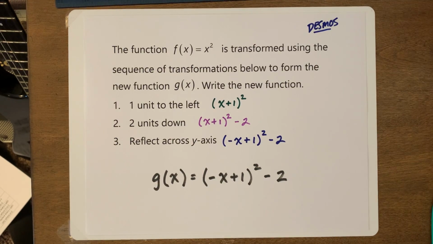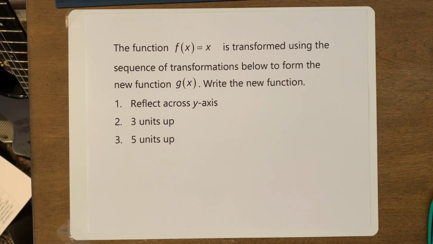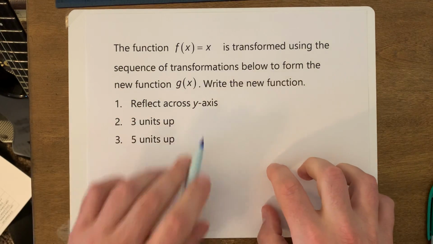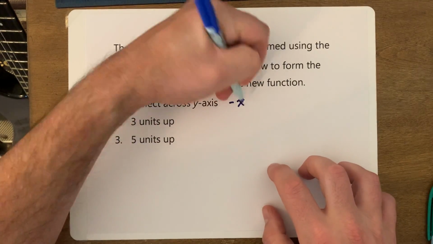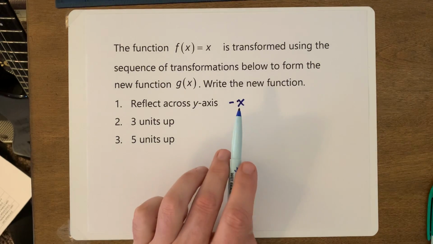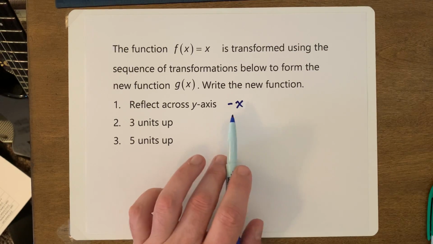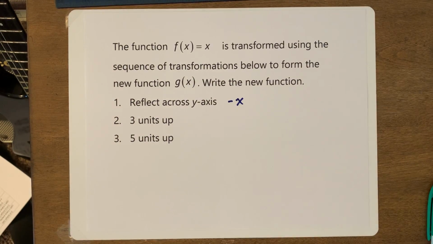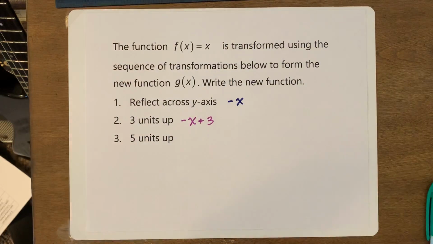All right, next one. Okay, this one, we have our linear function, just f of x equal to x, and we want to first reflect it across the y-axis again. So we remember we just take the x and replace it with negative x. I don't need parentheses because that's the only thing there, and parentheses aren't really going to do me any good when there's only one thing there. So now we're going to move it 3 units up. So that means we need to add 3 units to the end. So all of our y values are going to be moved 3 units up.